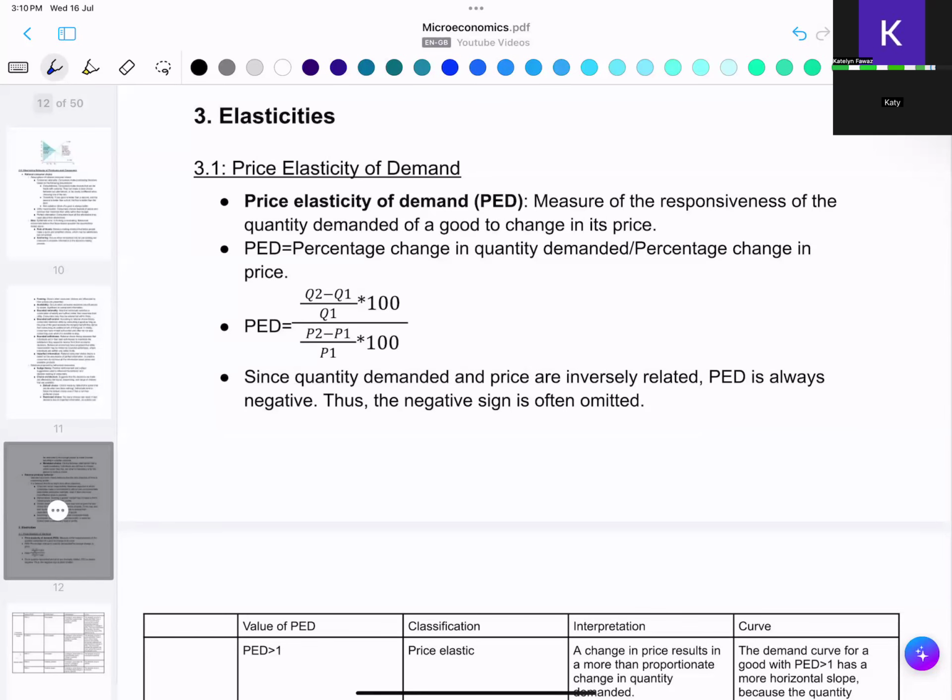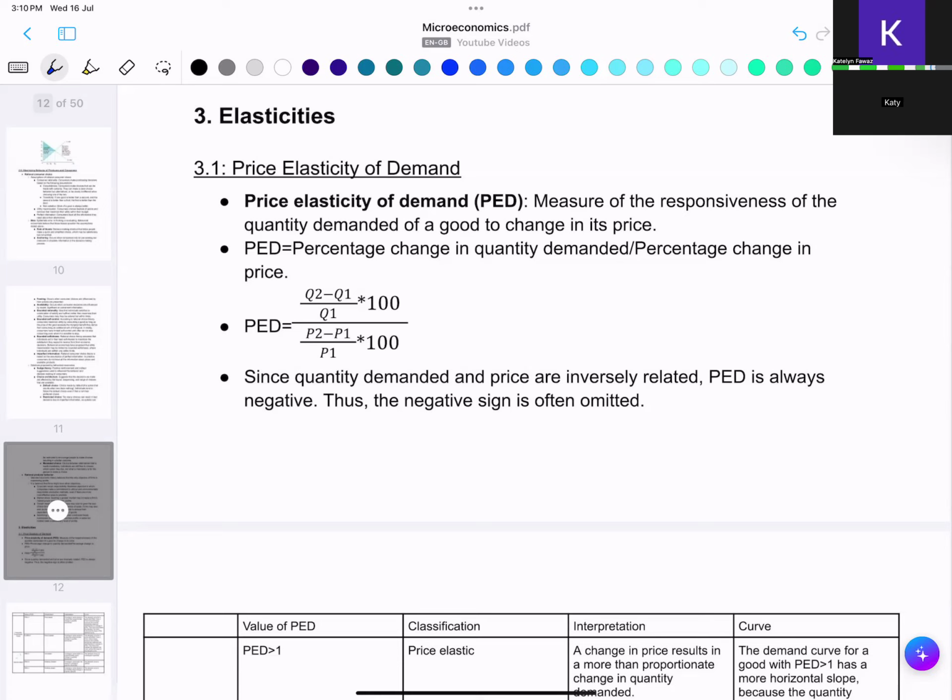Hello, you guys. So today we're going to be doing price elasticity of demand. So we're starting with the elasticity chapter and specifically price elasticity of demand. So let us begin. Firstly, what is price elasticity of demand, which the acronym for it is PED? Let us begin by defining it.